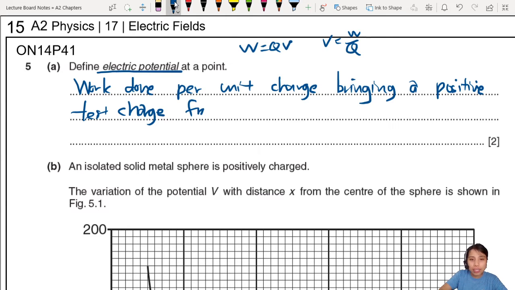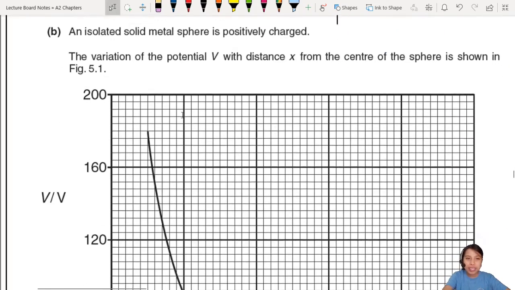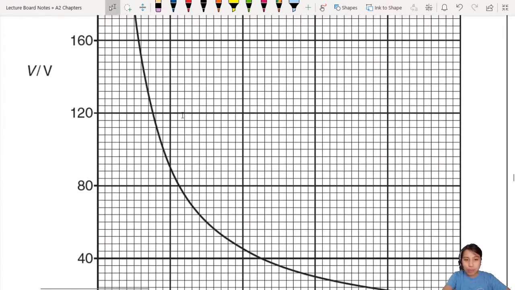From where? This is where the second mark usually comes in. From very far away, infinity to a point. So this is what we call electric potential. How much work you need to do to bring it in. Okay, 2 marks. One is work done per unit positive test charge, blah, blah, blah. This whole thing. Second one's talking about infinity to a point. So usually it goes like this. M1 up there, A1 the second one. Please go and memorize your definitions. It's 3 marks.